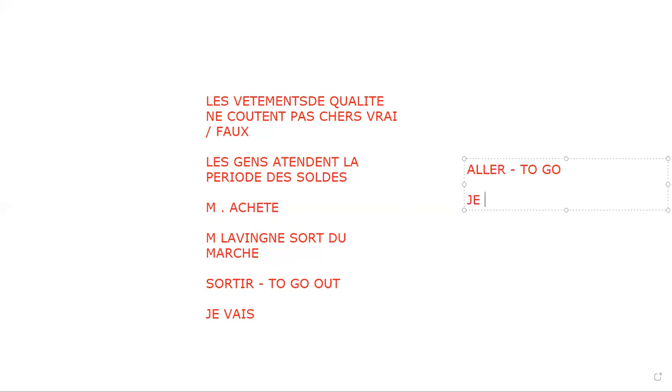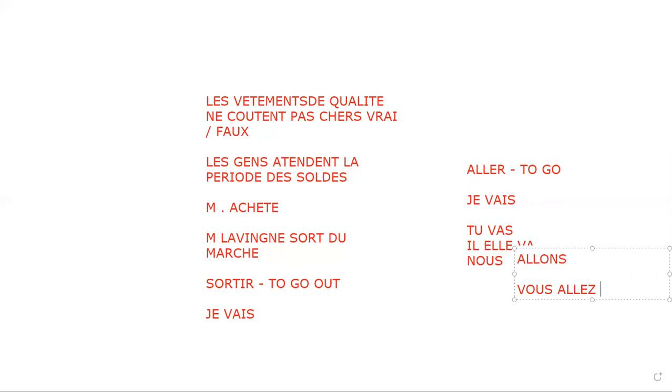Okay. Je vais is I go. Tu vas is you go. Il, elle va is he, she goes. Let me tell you one second. Like some verbs in the French language, some verbs do not have regular endings. We have to learn those conjugations by heart. Nous allons. C'est clair. Vous allez. This one also doesn't follow the ending.